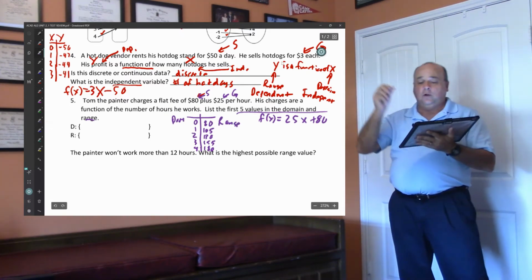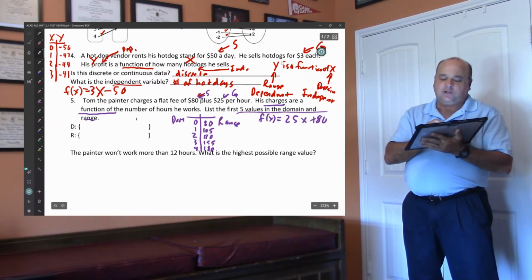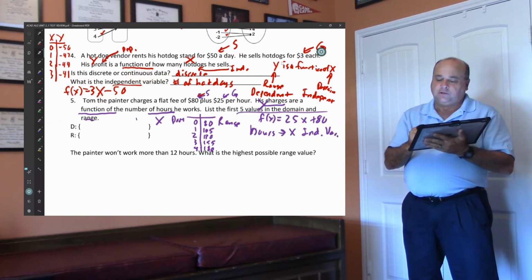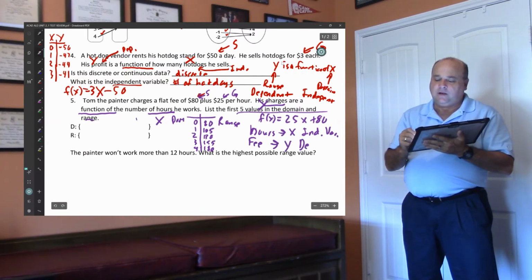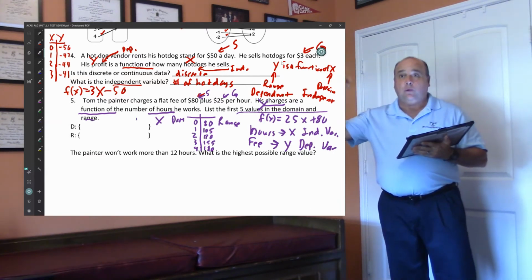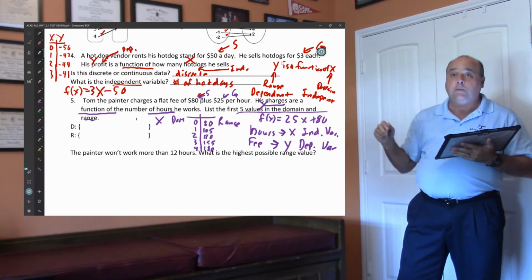Okay. Now then, let's go a little step further. Underline function of. And his charges are a function of the number of hours. His charges are y and his hours are x. So the hours equal x. That's your independent variable, isn't it? His fee, let's just put fee, would be the y, and that would be the dependent variable, right? Okay, so 0, 1, 2, 3 would be the hours. That would be the independent variable. That's your input. How much he charges or his fee would be the dependent variable.